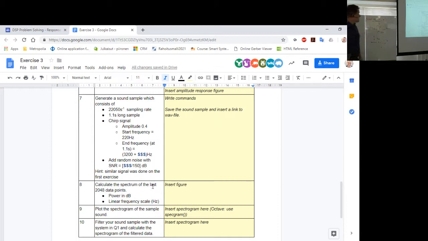Okay, the second part is the spectrum part. There we have a generated sound sample which consists of those parameters. It has a sampling rate, a 1.1 second long sample, chirp signal. That's up to you if you want to use a chirp generator, or do you want to try your luck and do the chirp yourself?